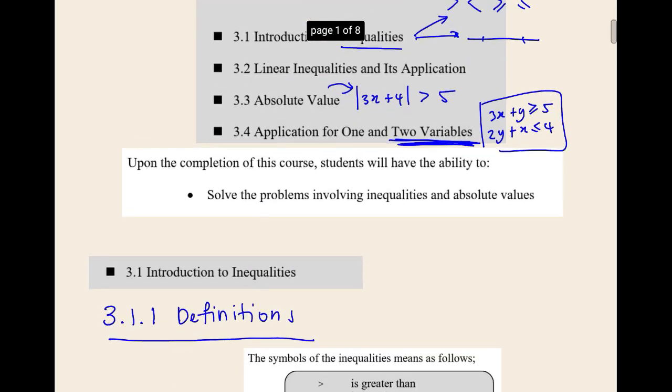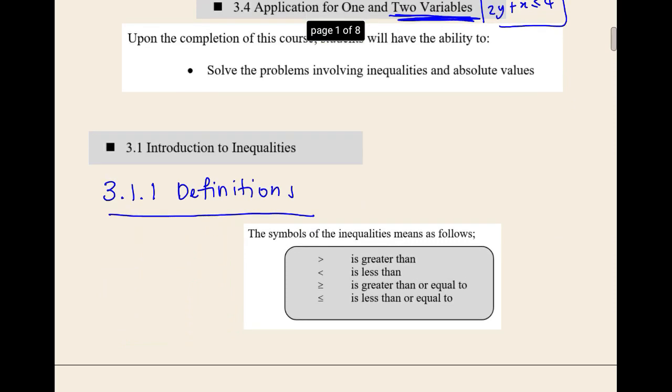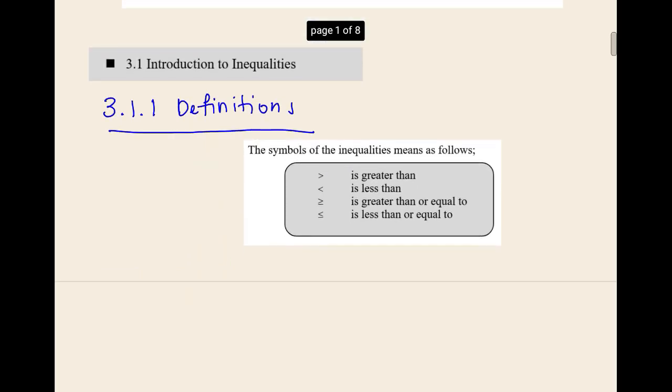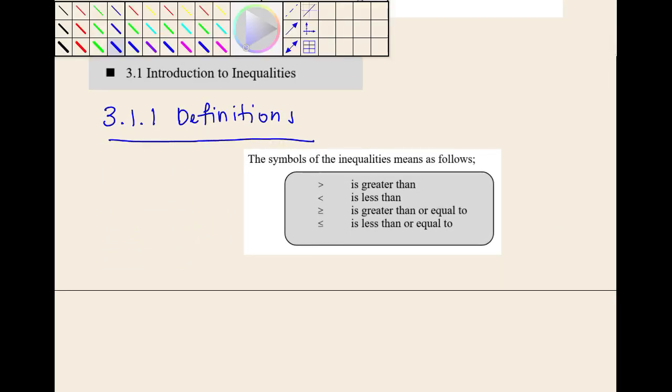So for Introduction to Inequalities, we do 3.1.1, the definitions. Now these are the symbols that you'll be using throughout this chapter. Okay, you have this greater sign. Okay, this is a greater sign. And then you have less. Okay, this is less, this is greater than or equal to, and another one is less than or equal to.